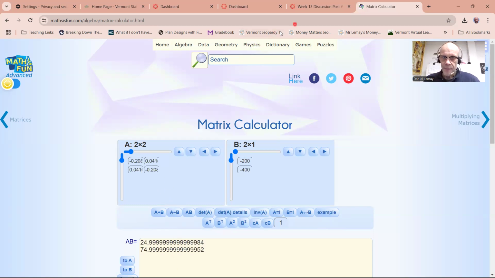On the next quiz, the week 14 quiz, I'm giving you like a 4 by 4 or 5 by 5 matrix. It'd be a pain in the butt to do it by hand. You're going to want to use tech for it. Okay.